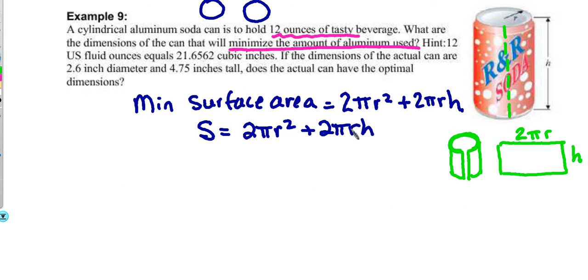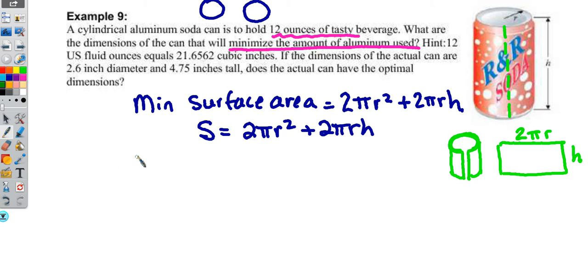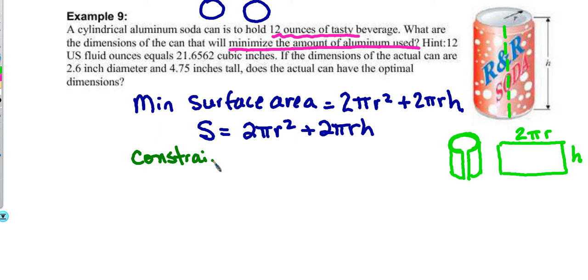Now my problem is I have two inputs, r and h. So I need to find more information in this problem to get a constraint that relates r and h together. So we look up and say, well, what else did they give us? Well, 12 ounces, that's the amount of liquid in the can. So we'll assume that this is really talking about a volume. But notice they gave me some more information, a hint, and said 12 U.S. fluid ounces is this many cubic inches. So we must be measuring radius and height in inches, and I needed cubic inches so that I could get my volume.